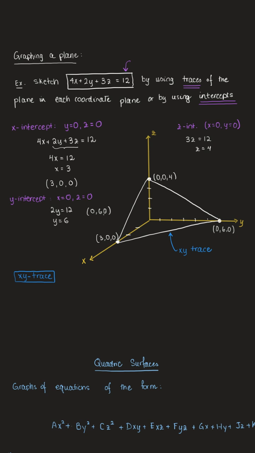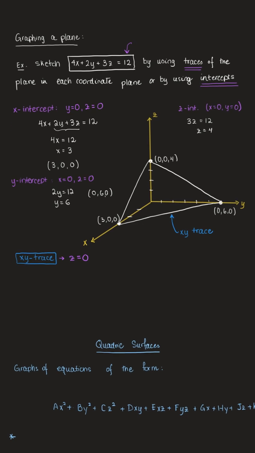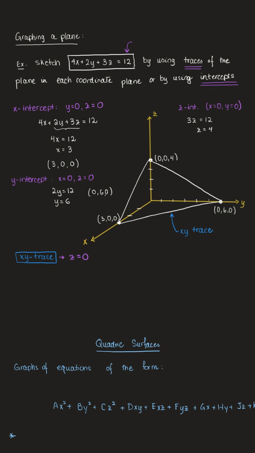And if we try to figure out what that looks like, because on the xy plane any point has a z value of 0, to find the xy trace, we're going to set only z equal to 0. So when we find intercepts, we set two of the coordinates equal to 0, but for the xy trace, we're just going to set z equal to 0. Going back to our equation of the plane, we have that 4x plus 2y is equal to 12. We set z equal to 0 here, and this gives us the equation of a line.